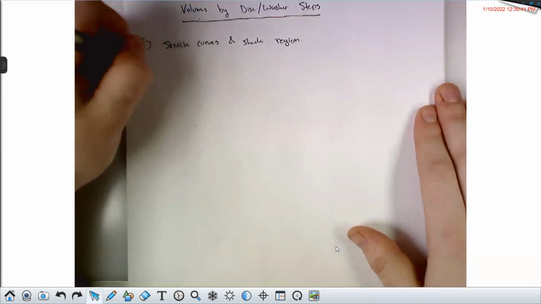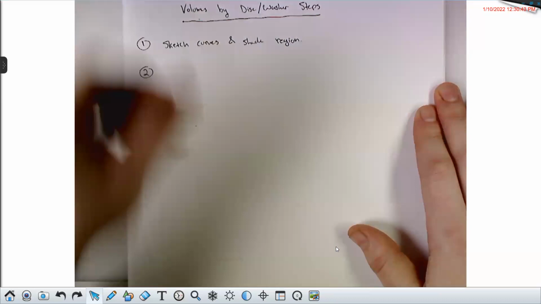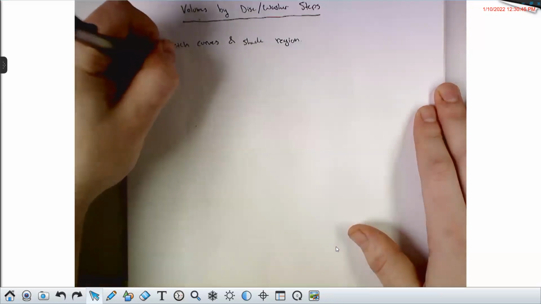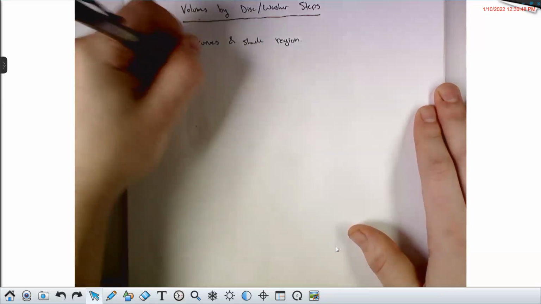Step 2, you're going to draw in the axis of rotation.